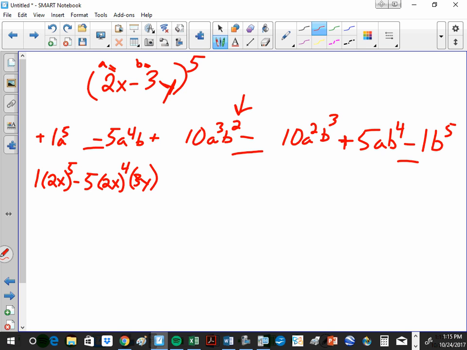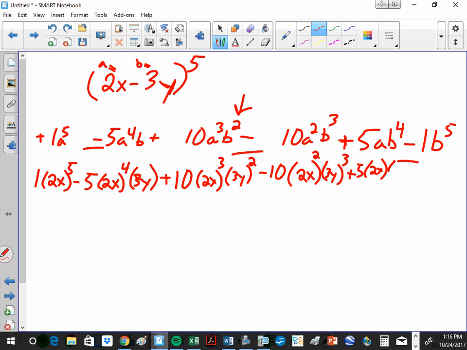Okay? So plus 10 times 2x to the third times b squared, which would be 3y squared, minus 10 times 2x squared times 3y to the third, plus 5 times 2x times 3y to the fourth, or sorry, minus 3y to the fifth. Okay, you go through and calculate those, and I'll do my own calculations, and we'll see if we get the same answer.